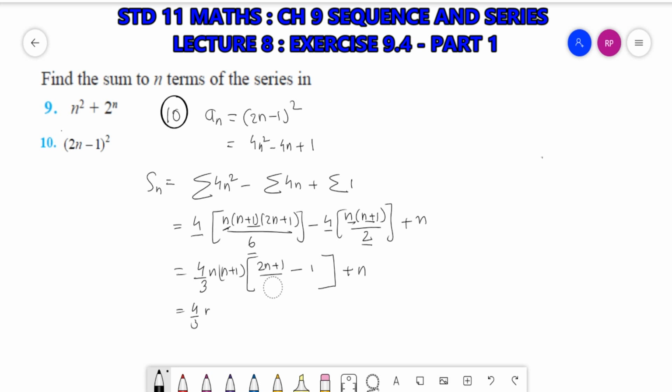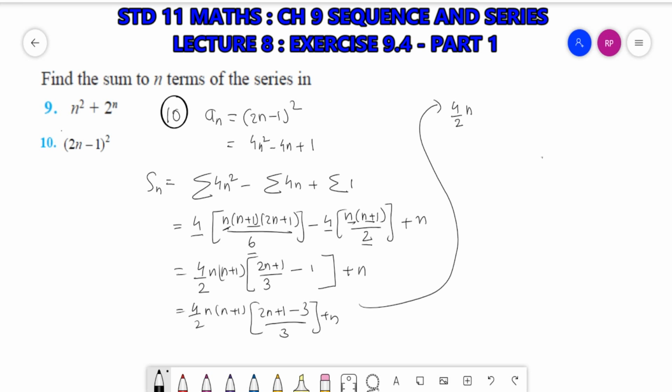Sorry, here it will be not 3, we have taken 2 common, not 3. So it's 4 by 2 and n plus 1. This will be equal to 2n plus 1 minus 3 upon 3, plus n. So carrying it forward here, it will be 4 by 2 n plus 1, 2n minus 2 upon 3, plus n. Clear?